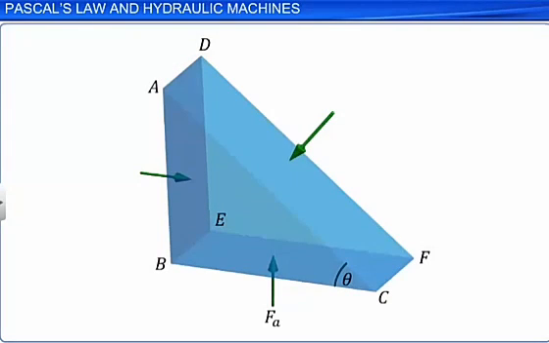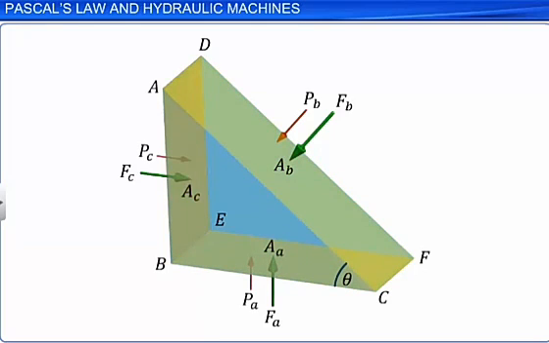Let Fa, Fb and Fc be the normal forces acting on the three rectangular surfaces of the prismatic element. Aa, Ab and Ac represent the areas of the faces BEFC, ADFC and ADEB of the element respectively. Pa, Pb and Pc represent the pressures acting on the areas Aa, Ab and Ac.